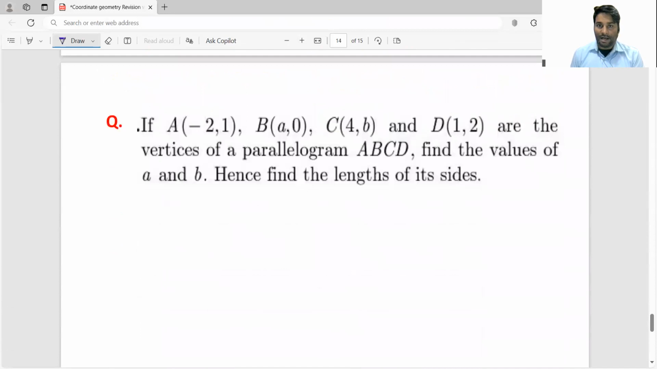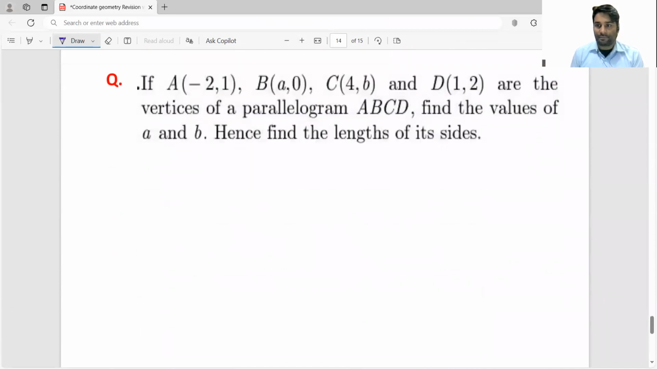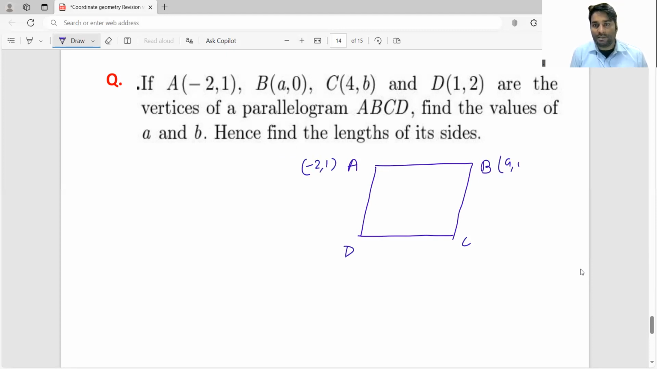Okay. Now the next question. If A minus 2 comma 1, B a comma 0, C 4 comma b and D 1 comma 2 are the vertices of parallelogram ABCD, find the values of a and b, and hence find the length of the sides. Okay, so ABCD is a parallelogram. Just draw this. So A is minus 2 comma 1, B is a comma 0, C is 4 comma b, and D is 1 comma 2.